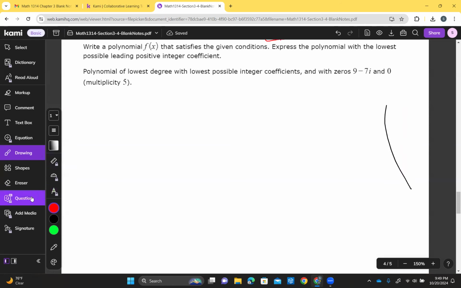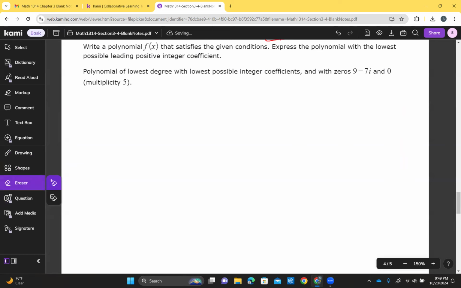Okay, next question is pretty much the same. Write a polynomial function that satisfies the given condition. Express the polynomial with the lowest possible positive integer coefficient. Polynomial of lowest degree with lowest possible integer coefficient and with zeros 9 minus 7i and 0. And multiplicity is 5. So let's see.